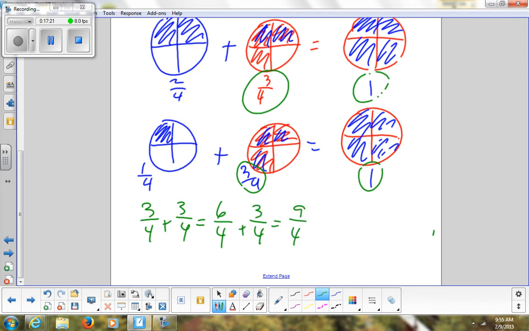That makes it a whole number. Can 9 be divided by 4 evenly? No? Okay, so I gotta keep adding. Now, does that make a whole number evenly? Yeah. Okay. So that's the first problem. Second problem.